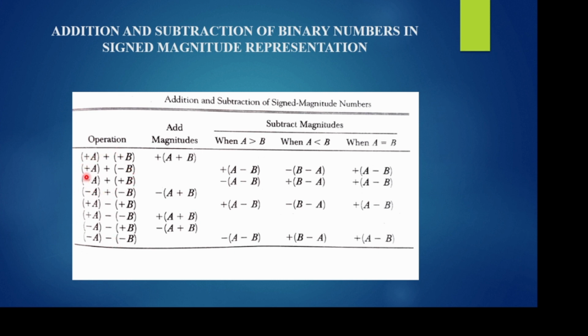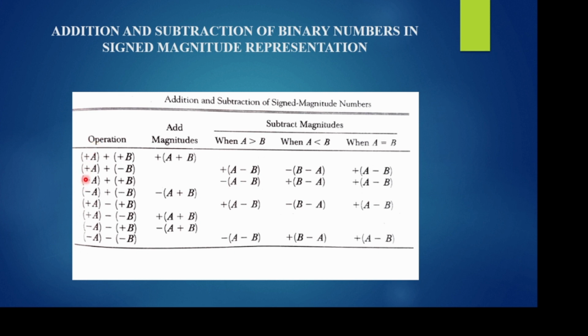In the first 4 operations, each operation can be distinguished based on the sign of the numbers, that is, whether the first number is positive or negative and the second number is positive or negative, and also which number is greater, whether A is greater or B is greater, and also based on the operation, whether it is an addition or a subtraction operation. So these are the possible operations we come across while performing addition and subtraction of signed magnitude binary numbers.